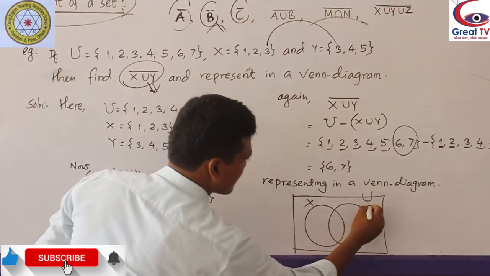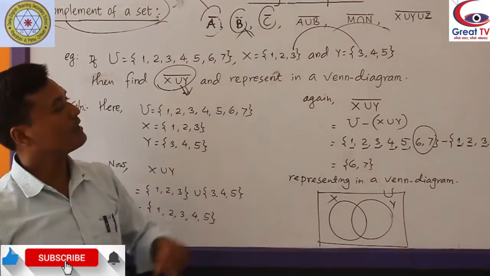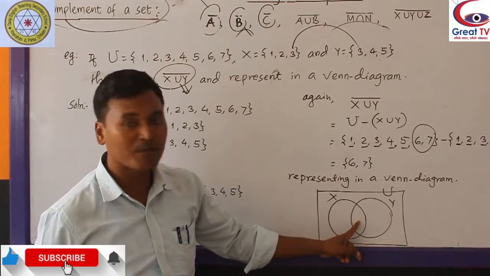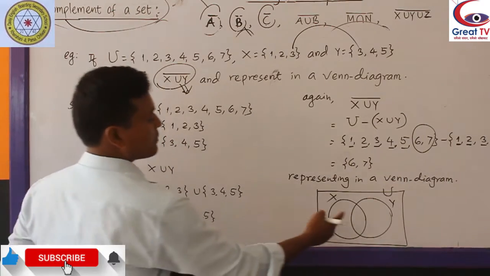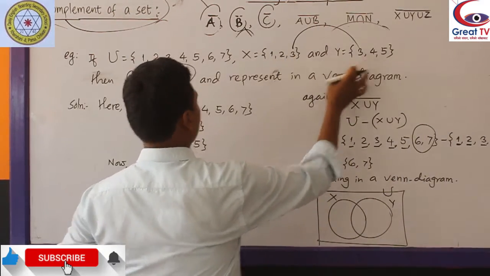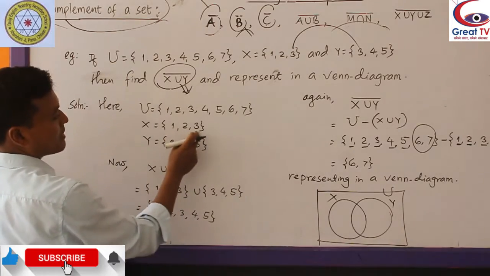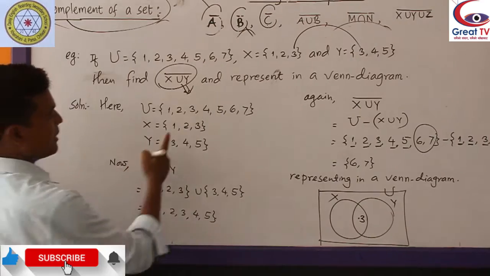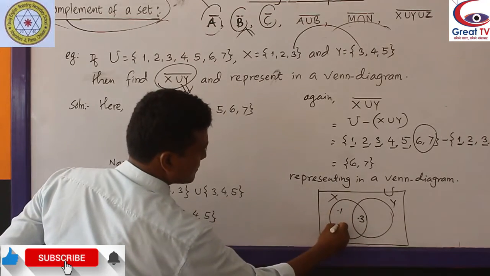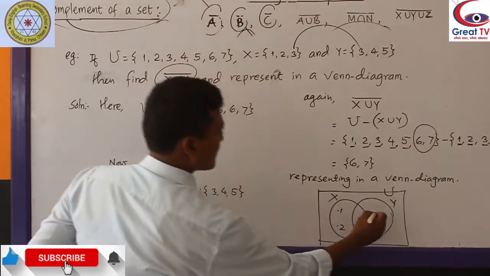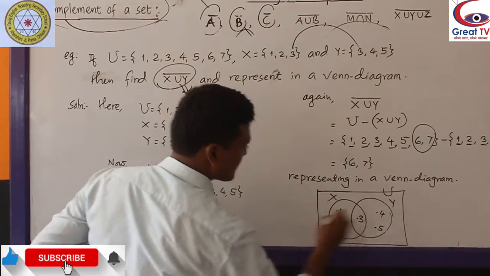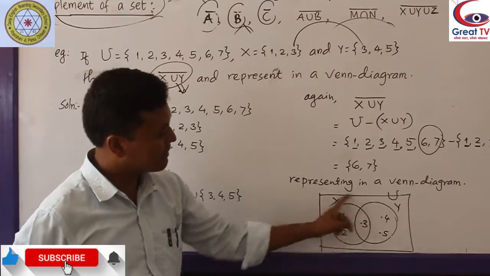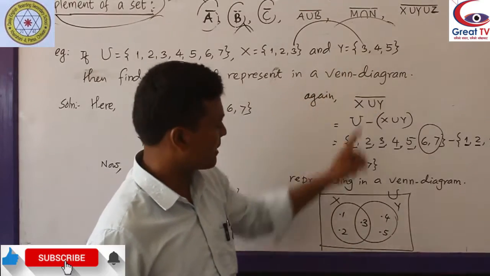This is for X, this is for Y. And I have already told you, always start writing from this part. This is the common part of X and Y. Here we write the common element of X and Y. 3 is the common element, so write 3 here. And 1, 2 remaining. Here 1, here 2, here 4, here 5. Elements of X: 1, 2, 3, yes, 1, 2, 3 inside X. Elements of Y: 3, 4, 5.